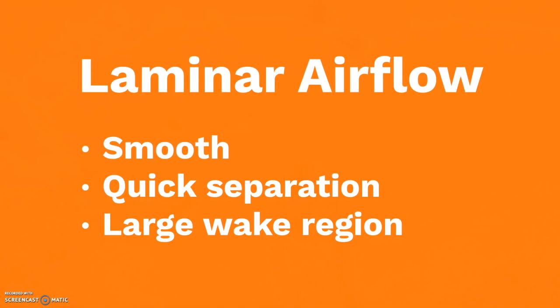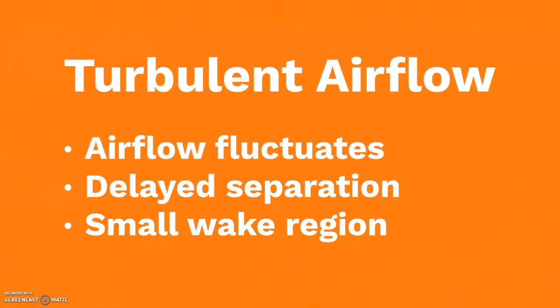This quick separation of air creates a large wake region following the object. The wake region consists of swirling air, known as eddies, which try to pull the ball backwards, resulting in heavy drag. Turbulent flow is the polar opposite of laminar flow. The airflow around the ball travels in an irregular and sporadic pattern.